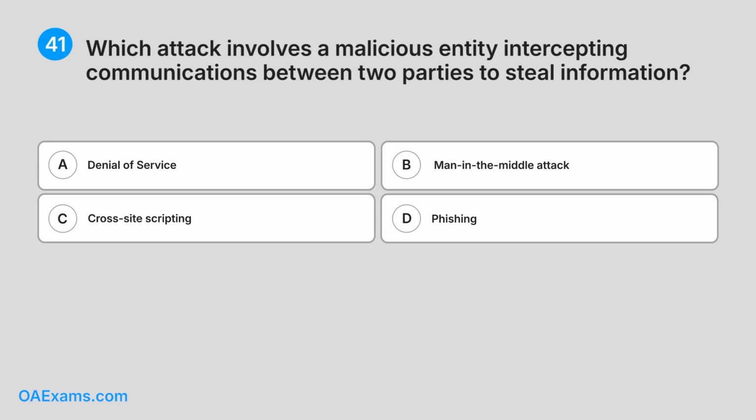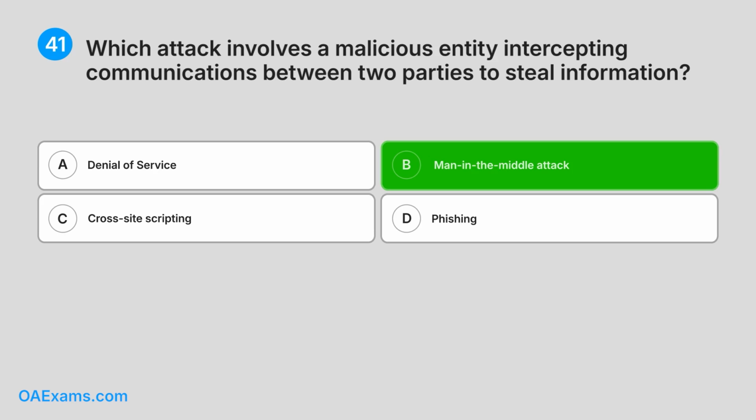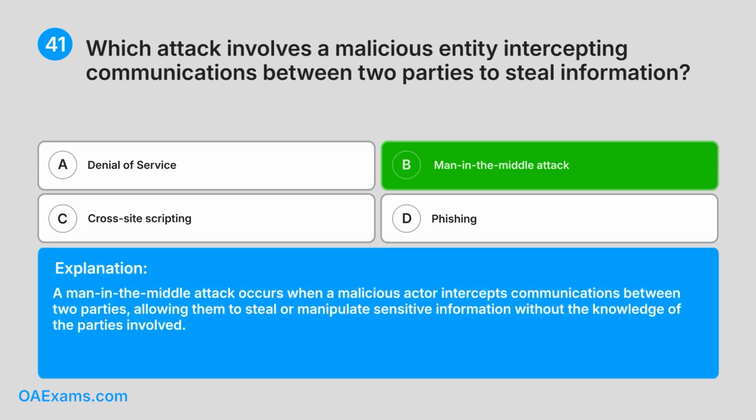Correct answer: B. Man-in-the-middle attack. Explanation: a man-in-the-middle attack occurs when a malicious actor intercepts communications between two parties, allowing them to steal or manipulate sensitive information without the knowledge of the parties involved.